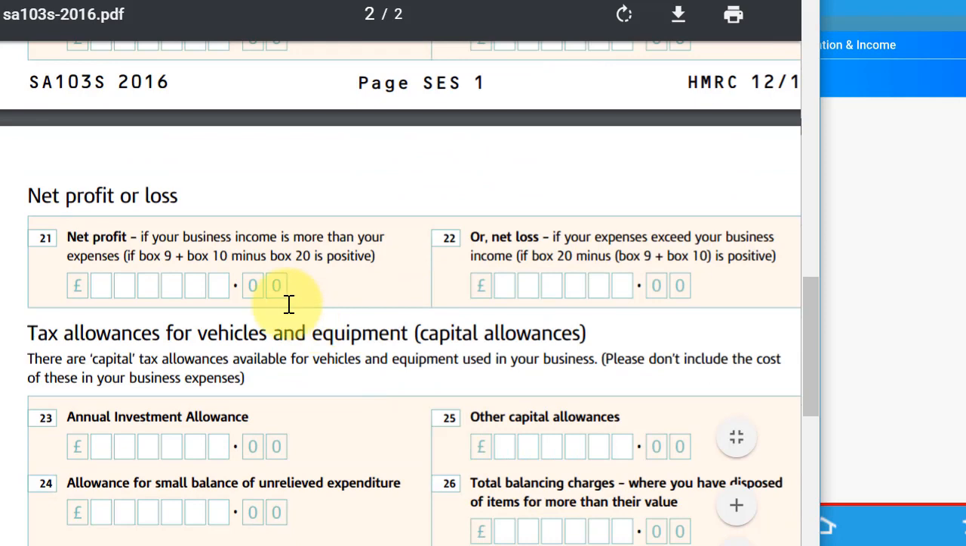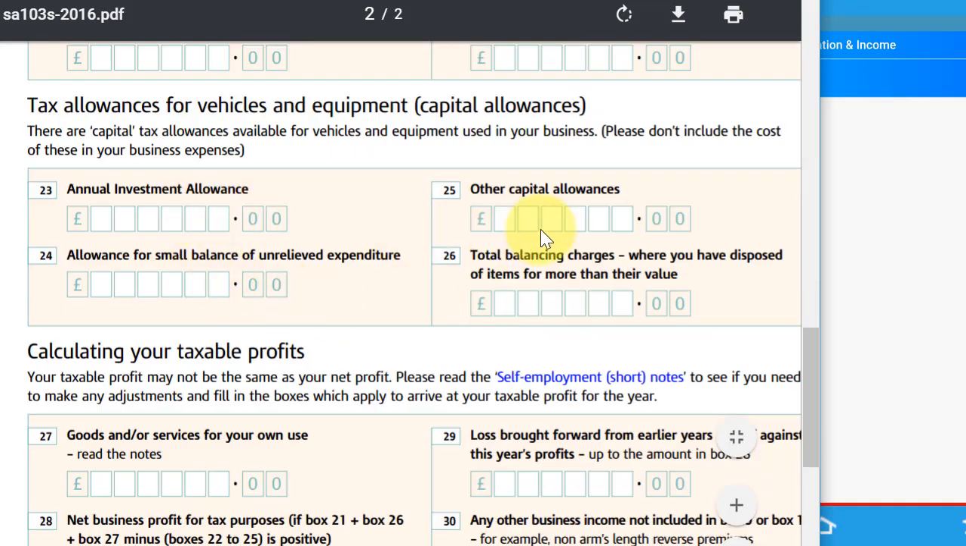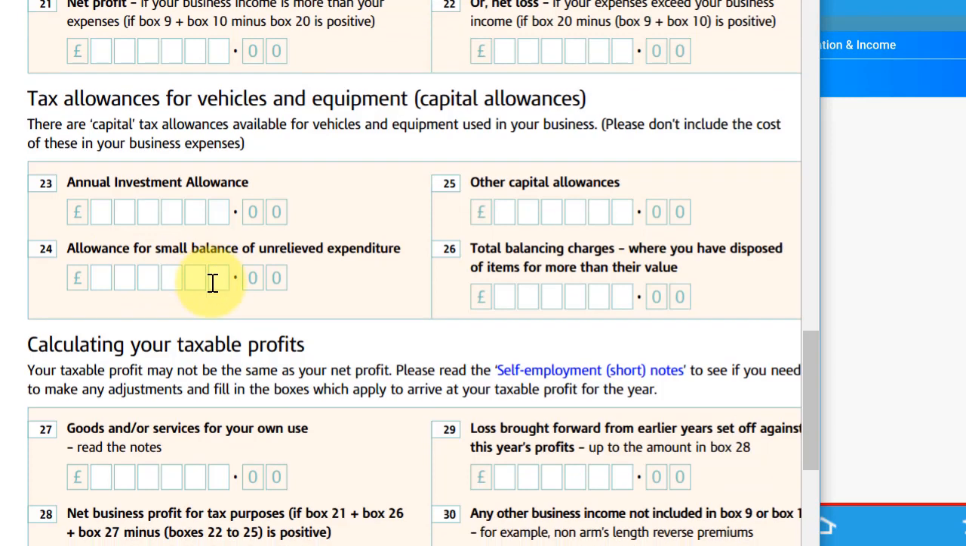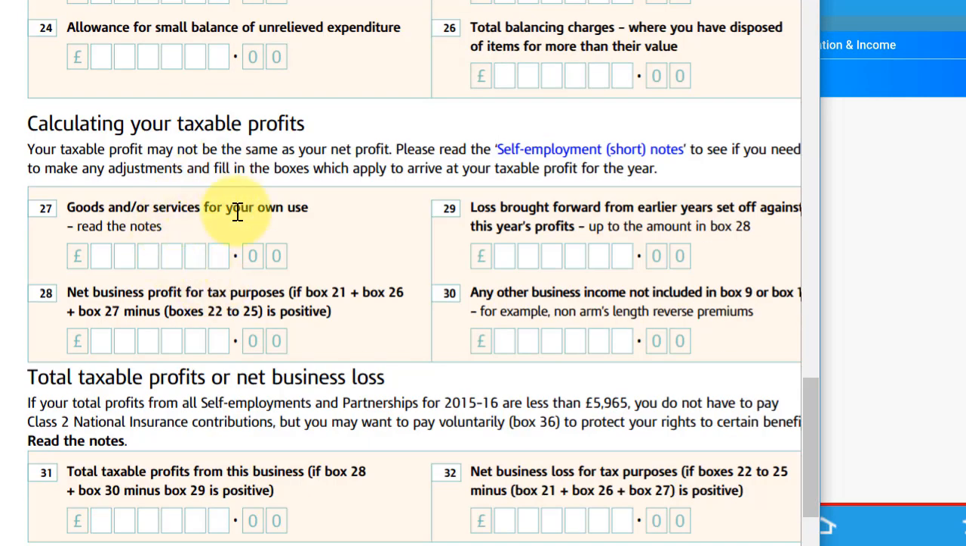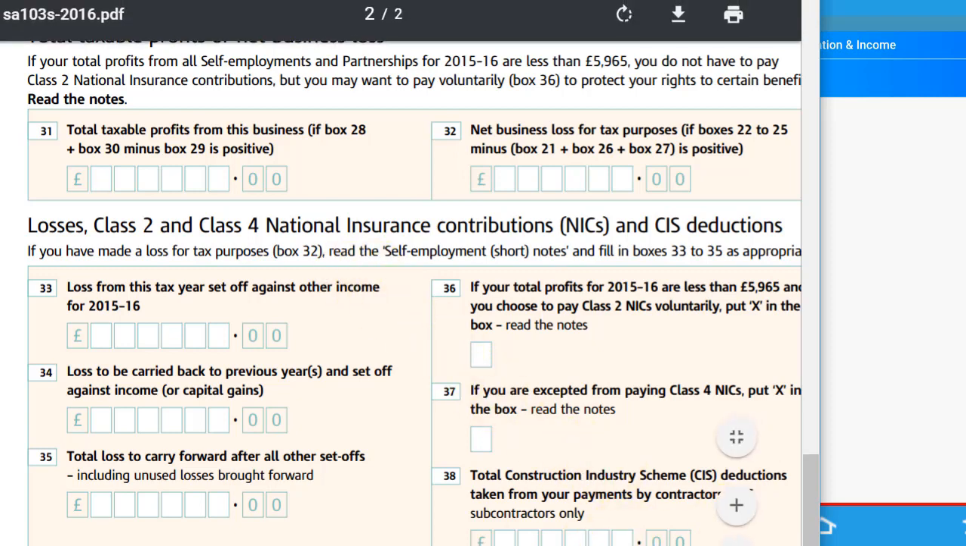Okay, and then of course we got a net profit here or net loss, and then we got the annual investment allowance, other capital allowances. We're not going to go into that really, that's a little bit complicated. And then of course calculating your taxable profits. So you can see the box numbers, and that is what we have on report A1. A1 is designed to match exactly to this. So when you're filling in your tax return, you simply copy figures from A1.